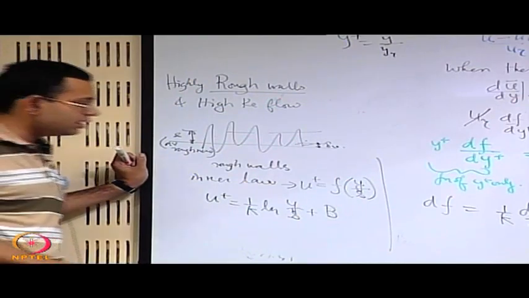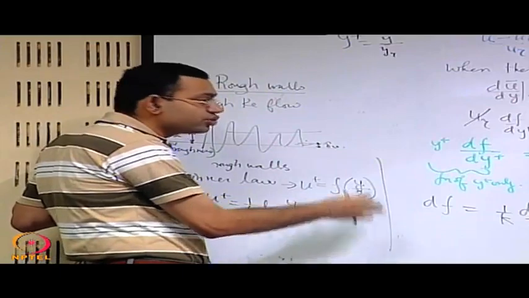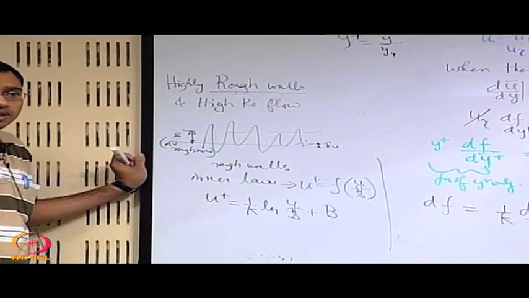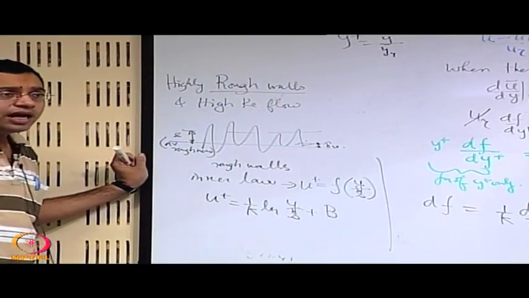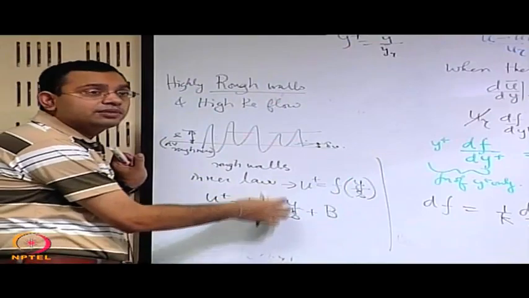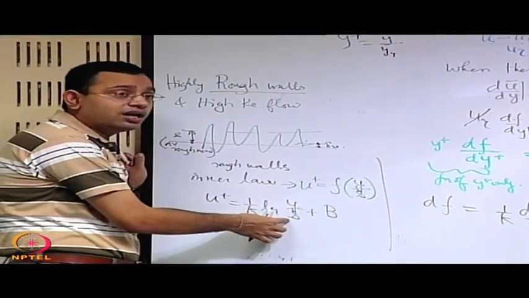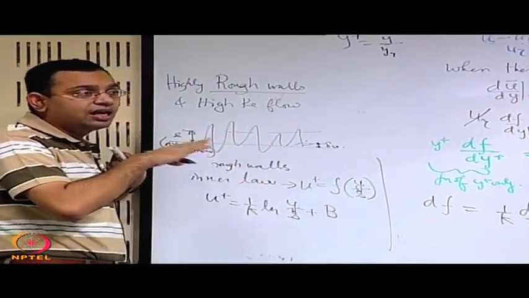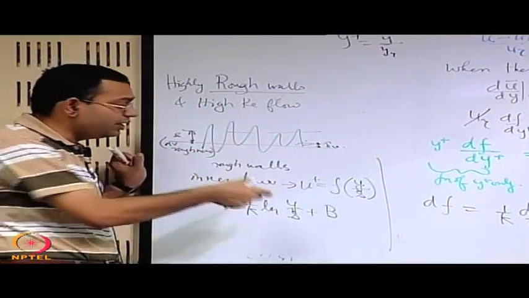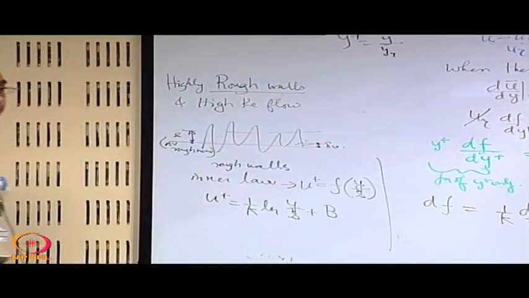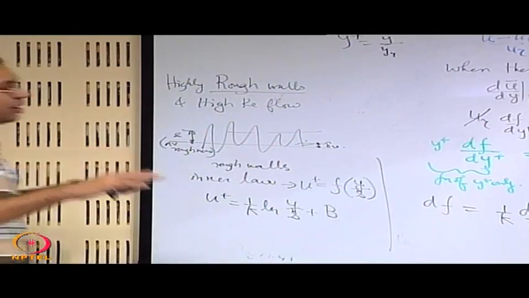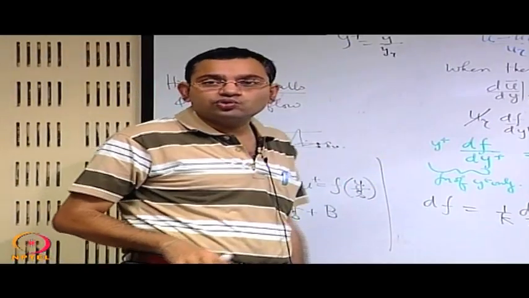For very high Reynolds number flow this V may be close to 8.5 or something like that, roughly. That exact value is not important, but the form is important. See the dependence of the wall roughness: for an extremely rough wall and a very high Reynolds number flow, the combination has become important. So we can have a broad picture of what happens very close to the wall.